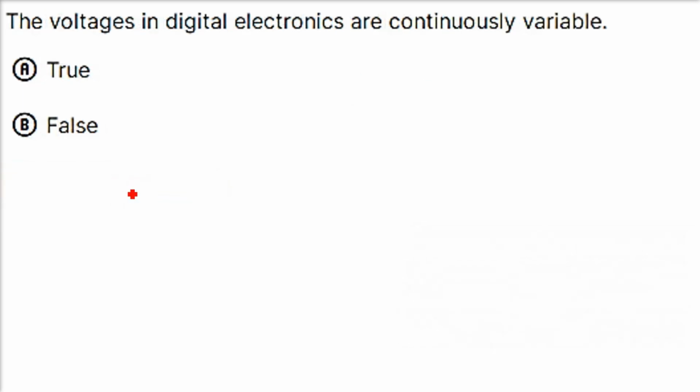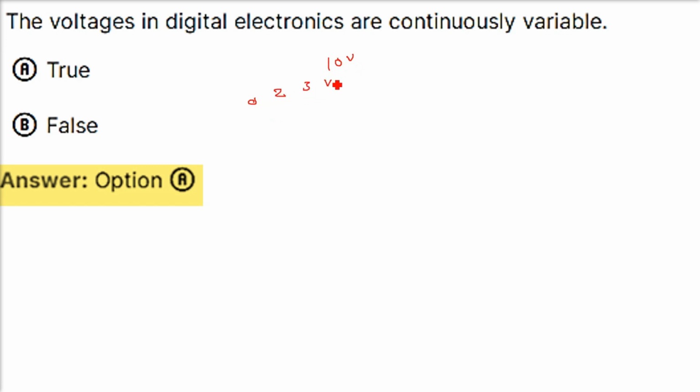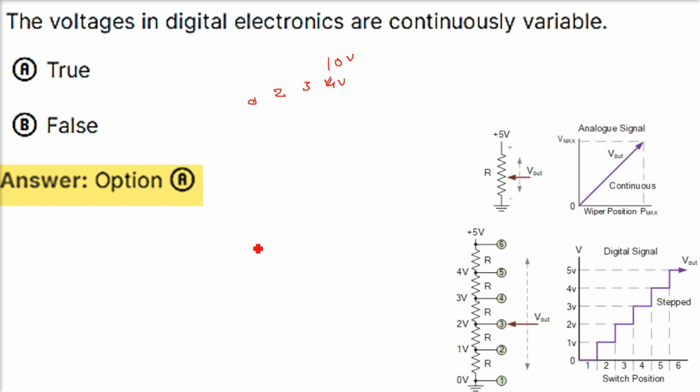The voltages in digital electronics are continuous variable. Now this is untrue, because only voltage change can be seen on the other side as an incoming signal. These are the different voltages you see in this picture. Different voltages can correspond to different values, and those are nothing but the digital signals. So the voltages in digital electronics are non-continuous variables.